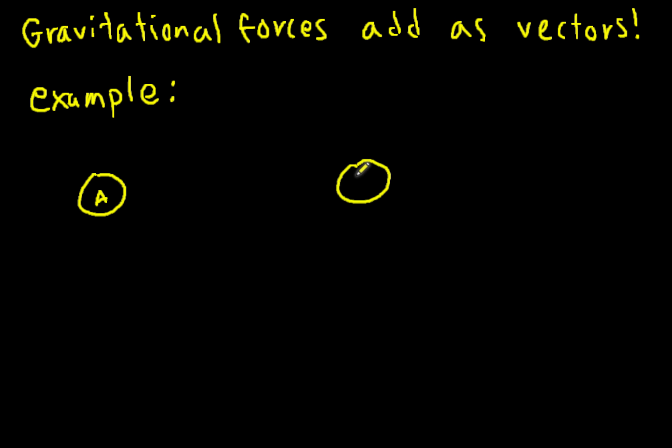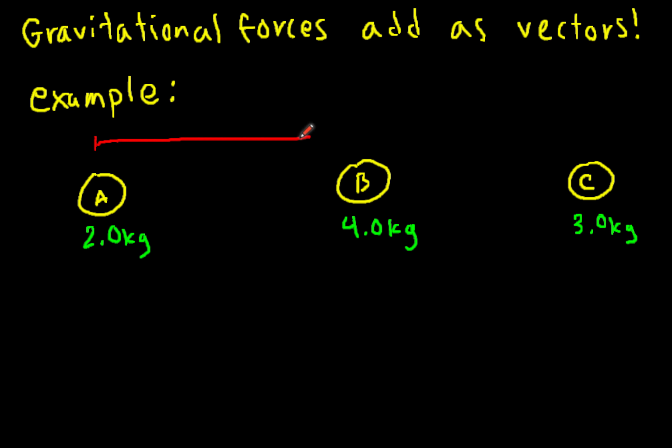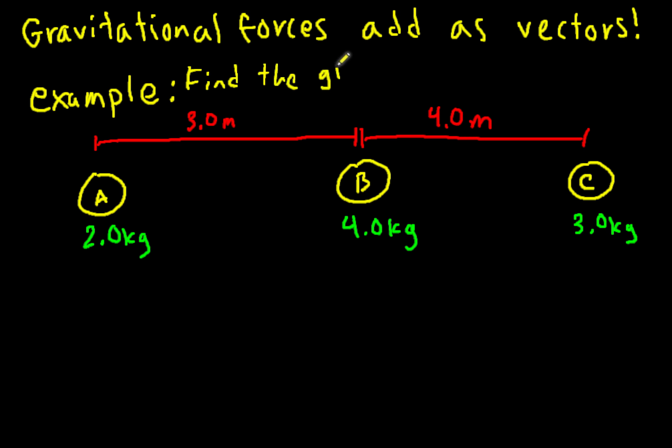We have three objects, A, B, and C. A is 2 kilograms, B is 4 kilograms, and C is 3 kilograms. The distance between A and B is 3 meters, and the distance between B and C is 4 meters. Find the gravitational force on B.